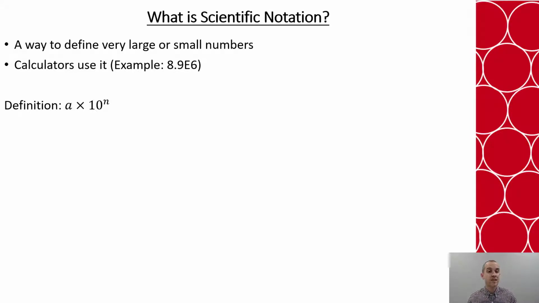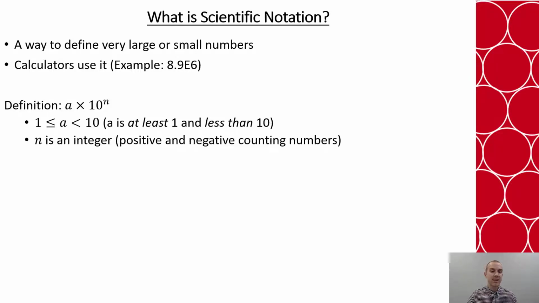Now, when we define scientific notation, we say that it is a times 10 raised to the nth power. That a value has to be a number between 1 and 10. It can be 1, but it must be less than 10. The n value has to be an integer. Those are positive and negative counting numbers like 4, 6, negative 10, negative 15, not 3 and 25 hundredths. No decimals in that n value. It has to be an integer.